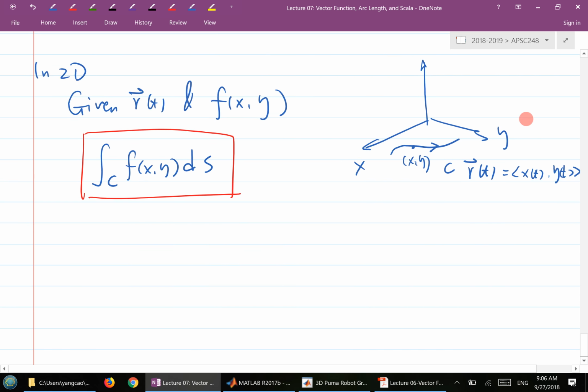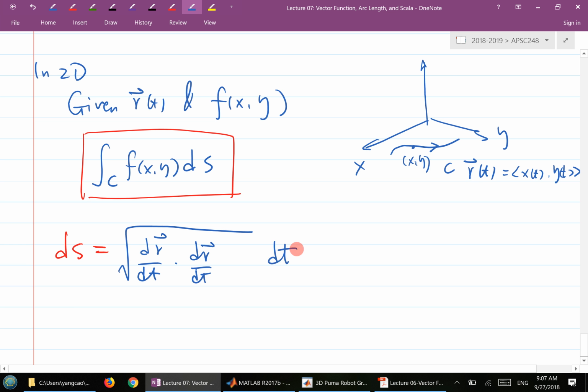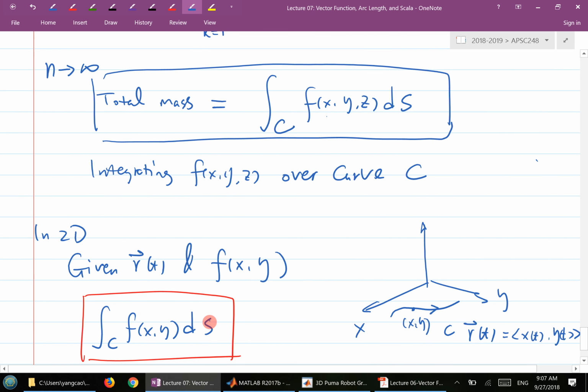So what is the ds then? As we just learned, ds here is representing a differential form. It's an infinitesimal small arc length. The formula we just learned: what is the ds? It's the magnitude of dr over dt, times dt, right? That is the ds formula we have just derived. So I'm going to replace the ds into the scalar line integral formula here.